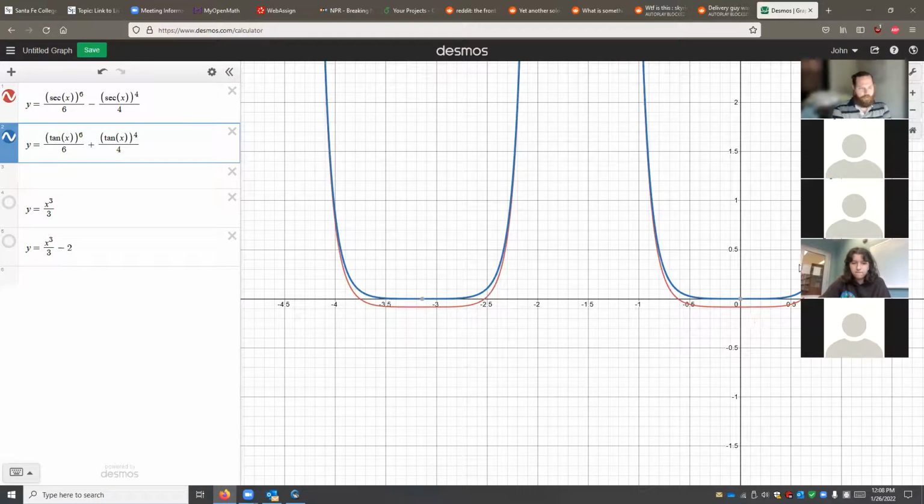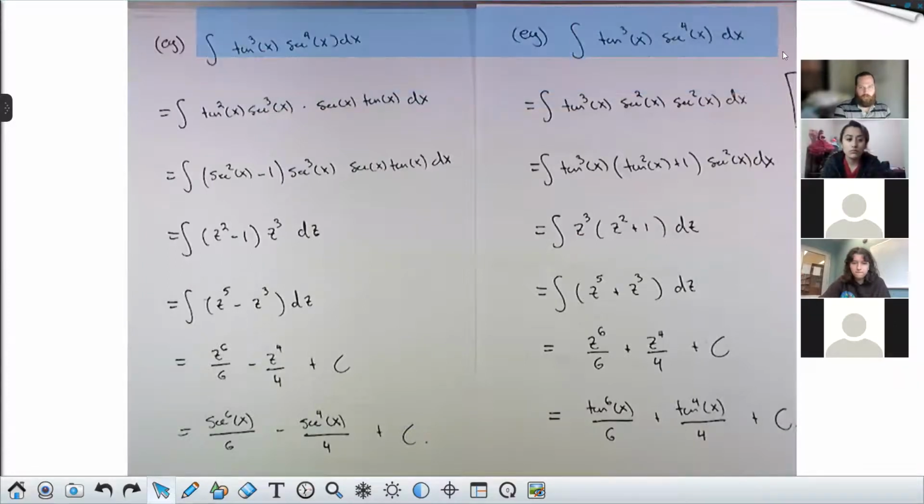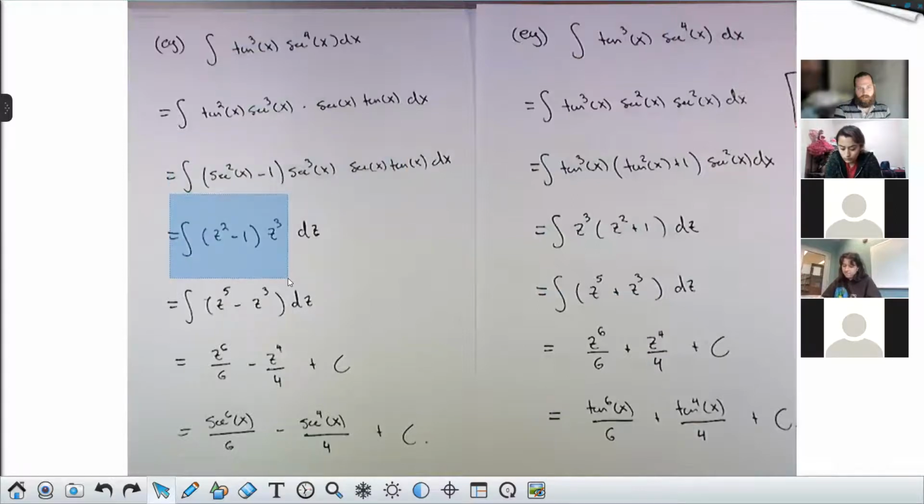Anyway, they're vertical translates. So yeah, equivalent as answers to integrals because of the plus c. But this problem could be attacked either way. It lives in both worlds. The power of secant is even, so you can set aside a copy of secant squared and substitute for tangent. Also, the power of tangent is odd, so you can set aside a copy of secant tangent and substitute for secant. And both will get you a correct answer.